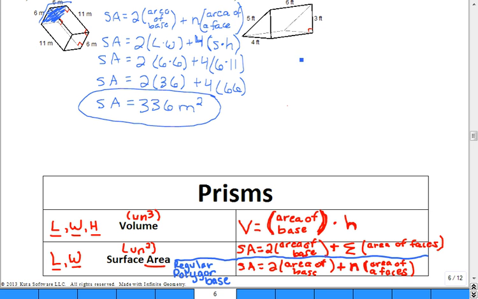Okay, for my final problem, I have a triangular base. Sometimes it's turned on its side. In this case, it is turned on its side. Just because that is on the bottom does not mean that's the base. The bases have to match. So my surface area is equal to 2 times the area of my base plus, it's not a regular polygon, so I'm going to have to say the sum of the area of my faces.